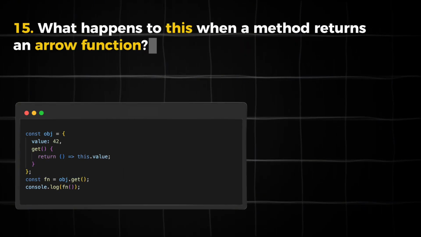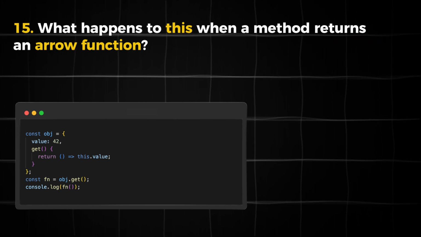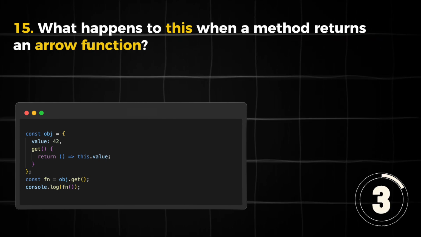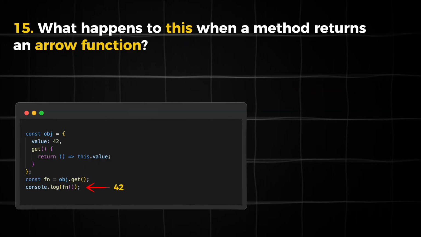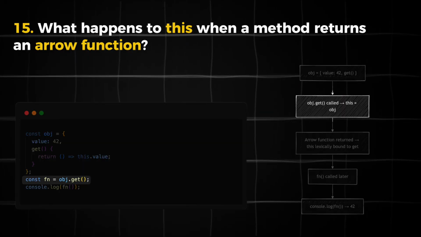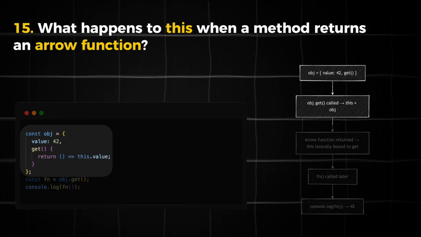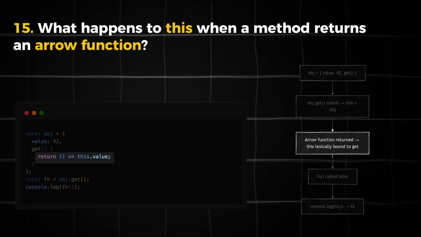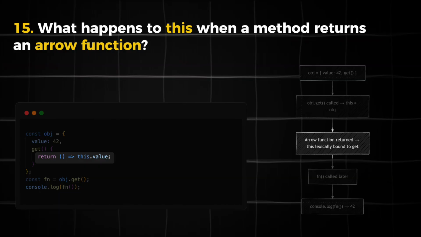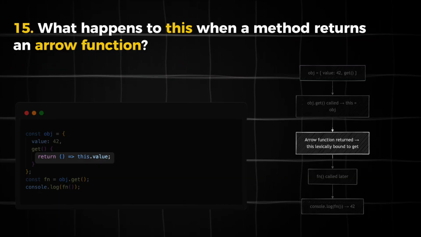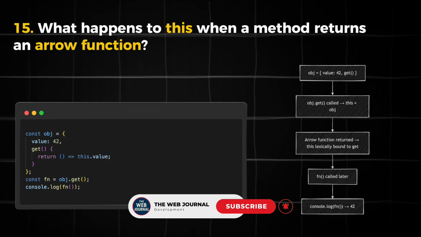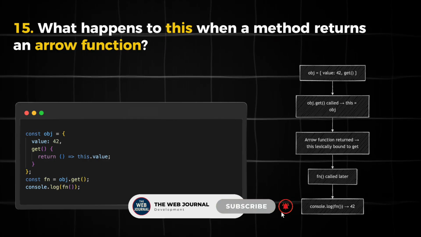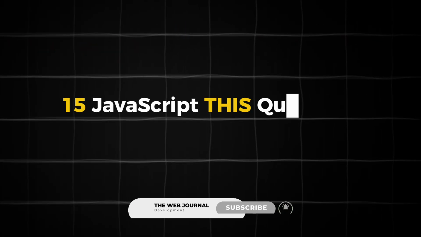Number 15. What happens to this when a method returns an arrow function? So fn returns 42. obj.get is called as a method, so this inside get points to obj. The method returns an arrow function, which captures this lexically from the get execution context. Even when the arrow function is called later as fn, it still uses the this captured earlier, so fn returns 42. That's it for our this quiz.